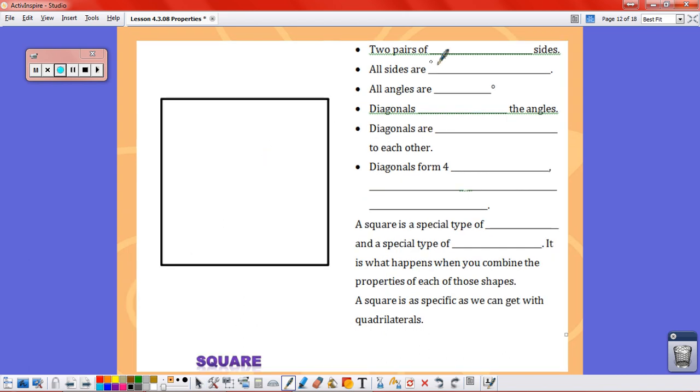Right, a square has two pairs of parallel sides. So parallel, parallel. All sides are congruent. This side, this side, this side, and this side. All angles are 90 degrees. And diagonals bisect the angles. That means that it makes equal angles.